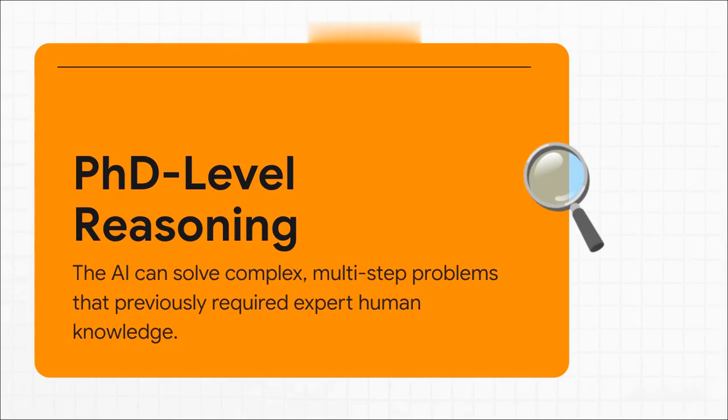So when we say PhD-level reasoning, what does that actually feel like? Well, it means the AI can now tackle these incredibly complex problems that used to take a whole team of human experts to figure out. It's like having a genius research assistant ready to go 24/7.